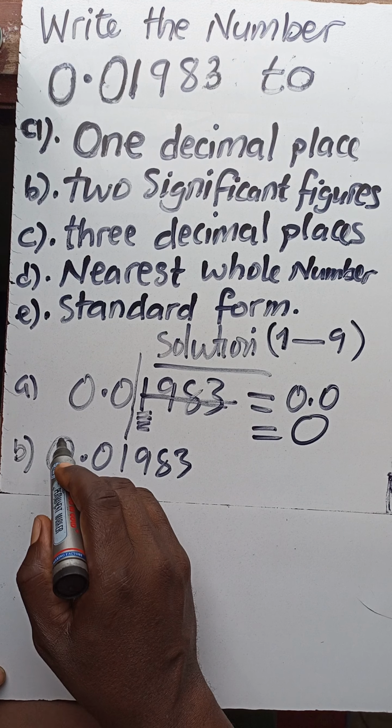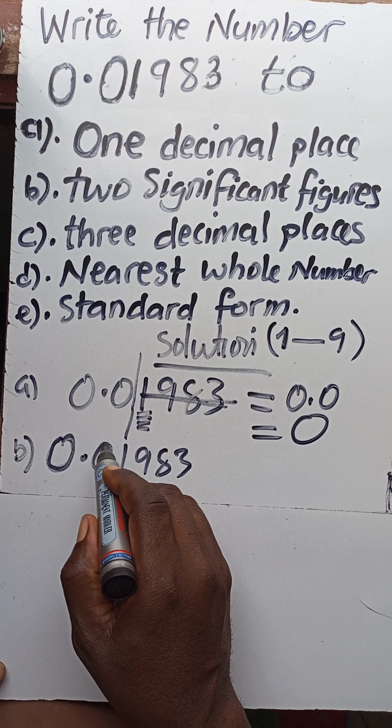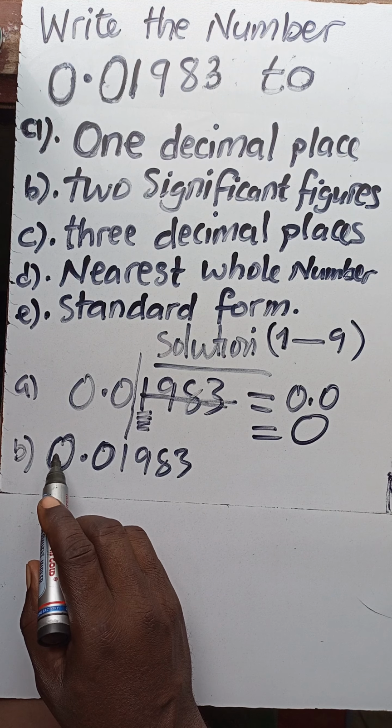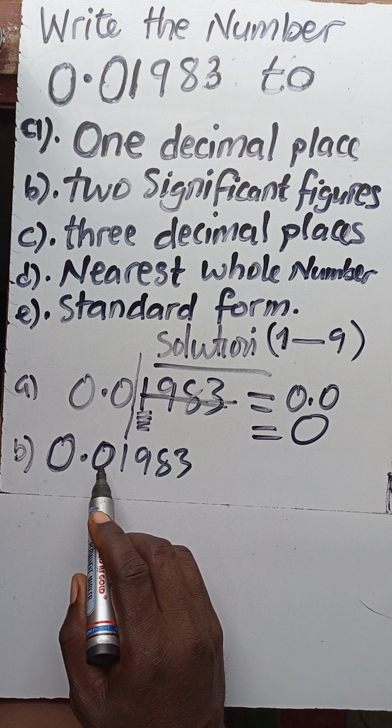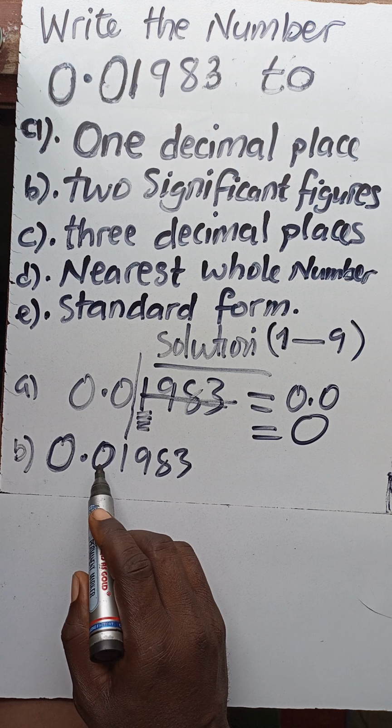So in our number given here, 0.01983, we have digit 0 here, digit 0 here. This 0 is not sandwiched between significant figures. This 0 is not sandwiched between significant figures. So automatically these two digits 0, 0 here are non-significant, so they cannot be counted. And so our first significant figure is the digit 1. And then the second significant figure is the digit 9, then 8, and 3, and so on.